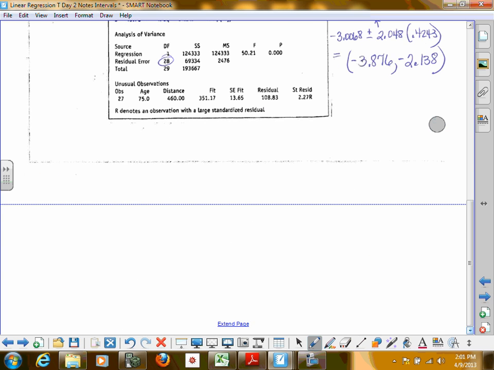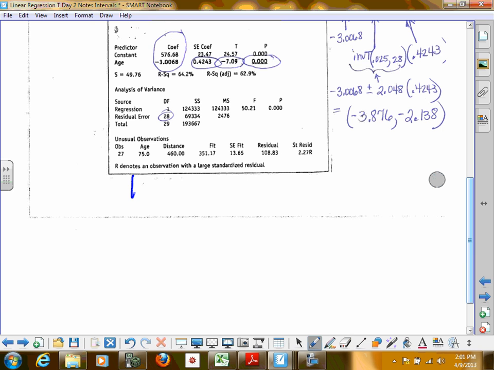So here we go. We have our computer model, b plus or minus t-star times standard deviation of the slope. What is the sample slope according to our computer printout? That's the sample slope on our computer printout. Right here, negative 3.0068. I'm just going to call it negative 3.00, that's close. Okay? Plus or minus. Whoa. How do I get that?